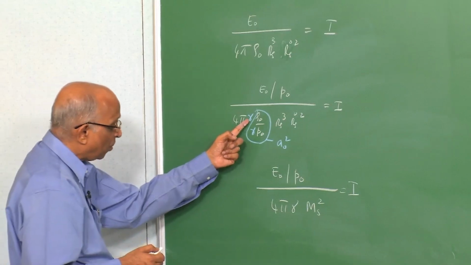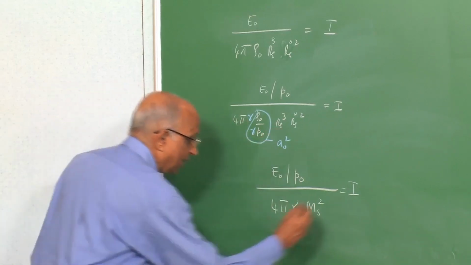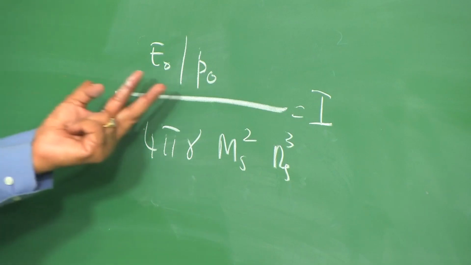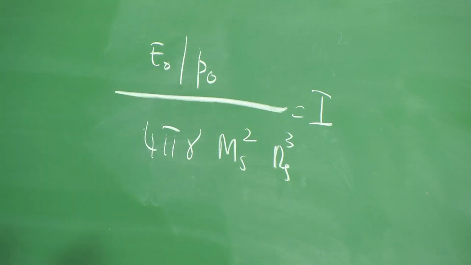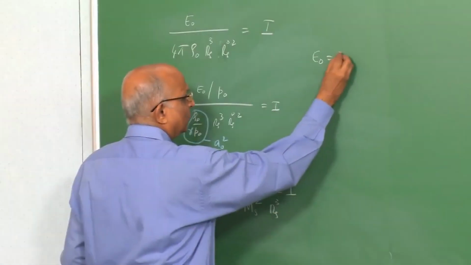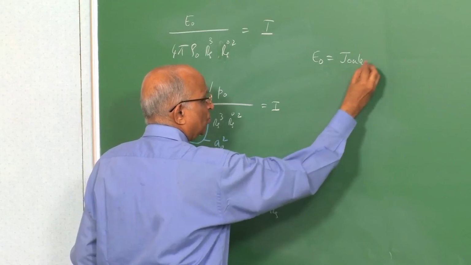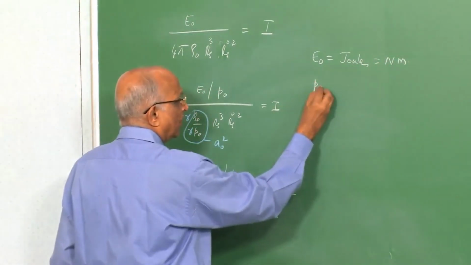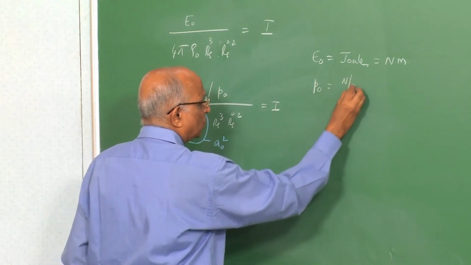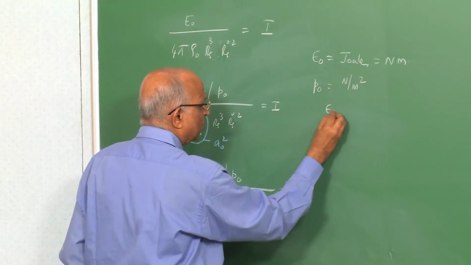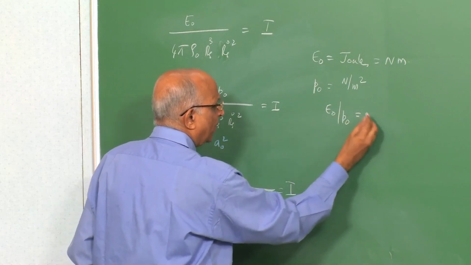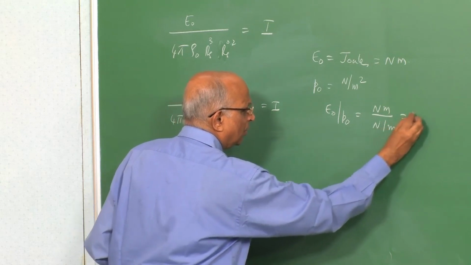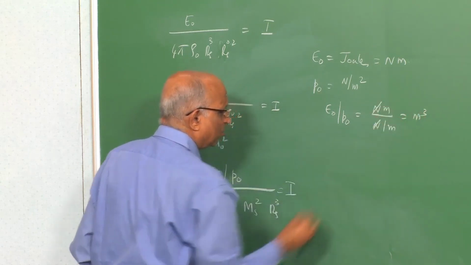Well, in this equation, 4 pi gamma into Ms squared, I think I have still to write the value of Rs cubed is equal to I. Now, if I were to look at the parameters, E0 is the energy release in joules. What is a joule? Joule is a Newton meter. Pressure is Pascal, which is Newton per meter square. If I look at the dimensions of E0 by P0, I find that the dimension is Newton meter by Newton per meter square, which is equal to meter cube. Newton and Newton get cancelled, it becomes meter cube.